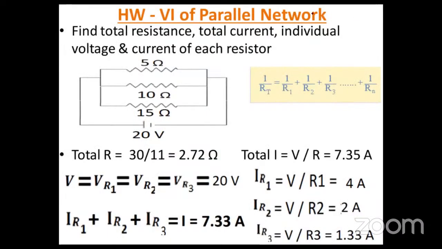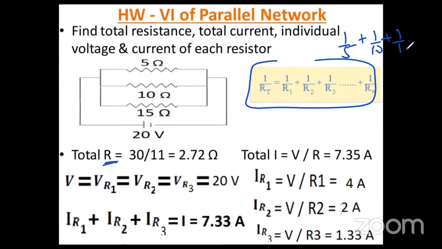ठीक है, यहाँ पे 3 रेजिस्टर्स कनेक्टेड, सो नो नीड टू वरी. See, 5 ohm, 10 ohm, 15 ohm connected in parallel across the 20 volt supply. So find the total resistance by using this formula. So 1 by 5 plus 1 by 10 plus 1 by 15. बेस सेम करो, नहीं तो कुछ भी करो, यूज कैलसी.